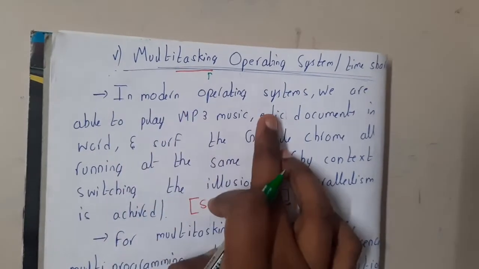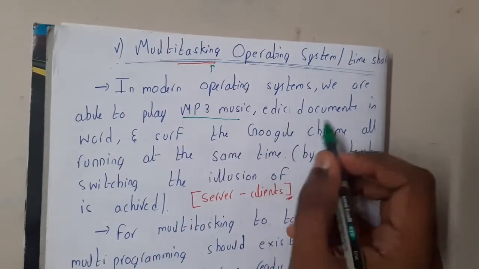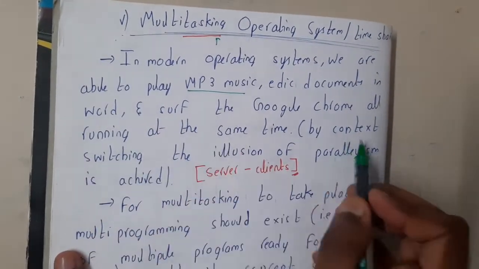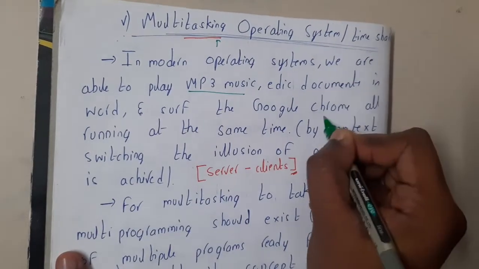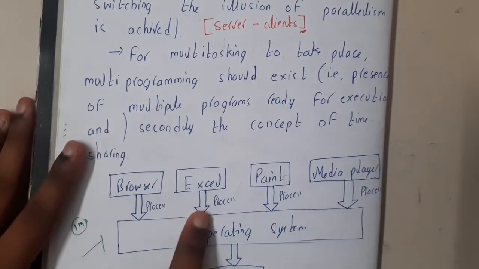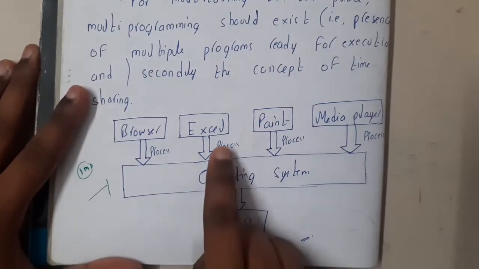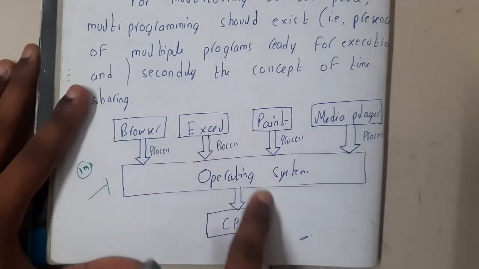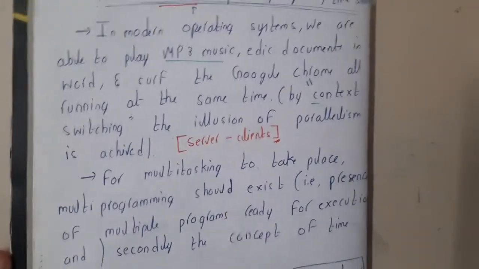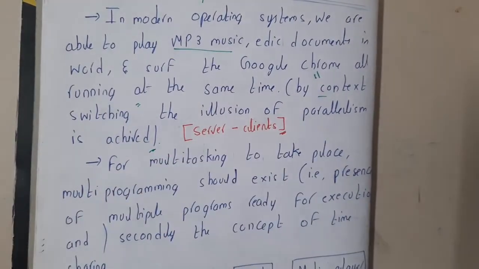So in modern operating systems, we are able to play an MP3 music player, edit a document in Word, and surf Google Chrome, all running at the same time by context switching. That is the reason why I am using these terminologies, because indirectly it is giving 1 second for this, 1 second for this. Previously this one was in the CPU, so now this one will be pushed out and this one will be brought in. So what is this process, sir? Context switching. Got it? The illusion of parallelism is achieved. So basically that is the illusion, guys.